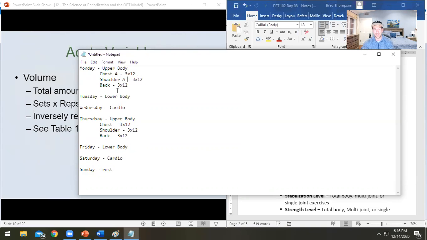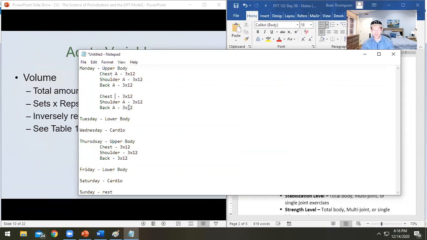So if you modify this a little bit, this is chest A, shoulder A, and upper back A, and then you do the same thing again with chest B, shoulder B, upper back B. Then you copy that and do the same workout again, like I said, on Thursday. Well, now you're hitting 3, 6, 9, 12 sets for your chest, 12 sets for your shoulders, and 12 sets for your upper back.